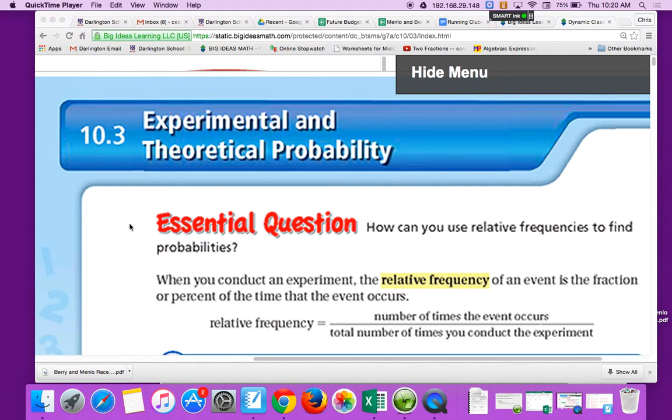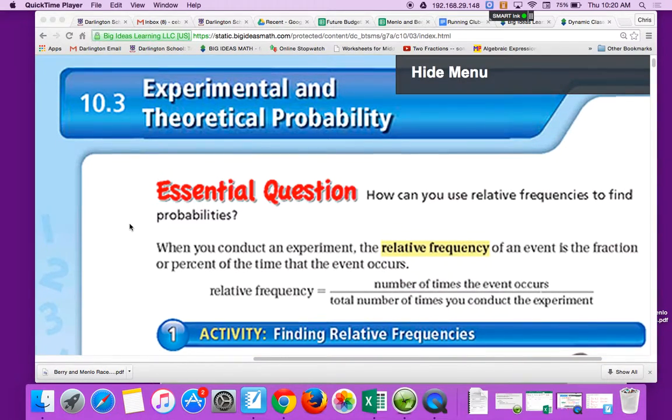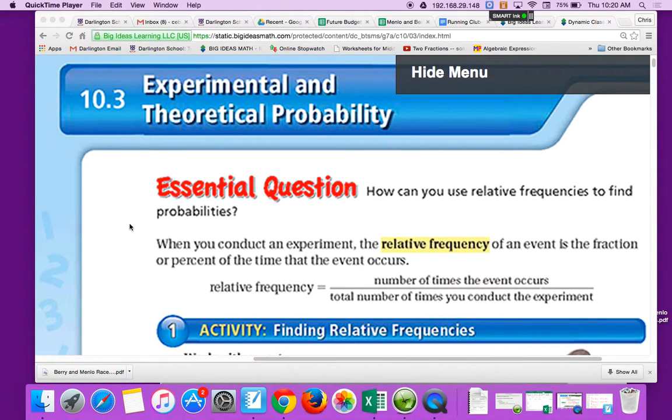All right, this next one is on experimental and theoretical probability. The first definition I'm going to look at is the relative frequency. If you notice there on the bottom, the relative frequency calculation is like how often something occurs. That's the best way to think about it. Relative frequency is about how often it occurs when you do something.